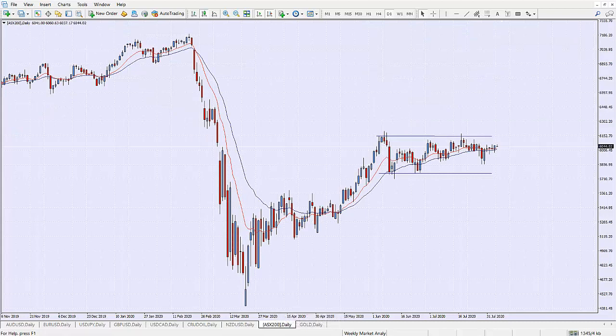ASX 200 continues to trade inside this channel that I've drawn. It has not broken out yet, so until we move away from that area or we get towards one of the fringes, let me extend the lines out. Let me just push it out a bit more. You can see that we've been trading in this range now for a couple of weeks.